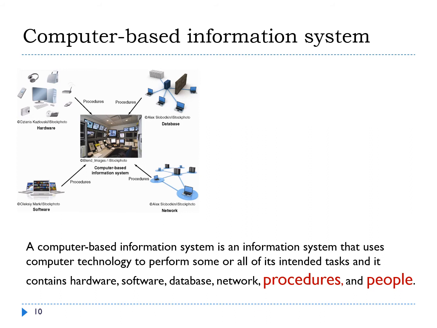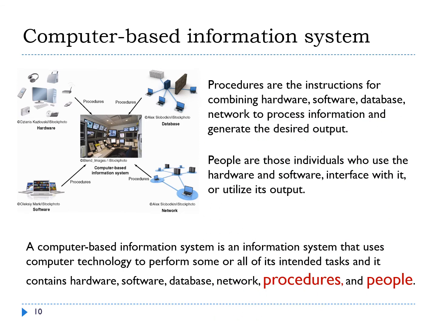One thing we need to pay attention to here is that hardware, software, database, and network are the information technology components. A computer-based information system needs procedures and people to make these technology components work. We need to know the definition of procedures and people here. Procedures are the instructions for combining hardware, software, database, and network to process information and generate the desired output. People are those individuals who use the hardware and software, interface with it, or utilize its output.